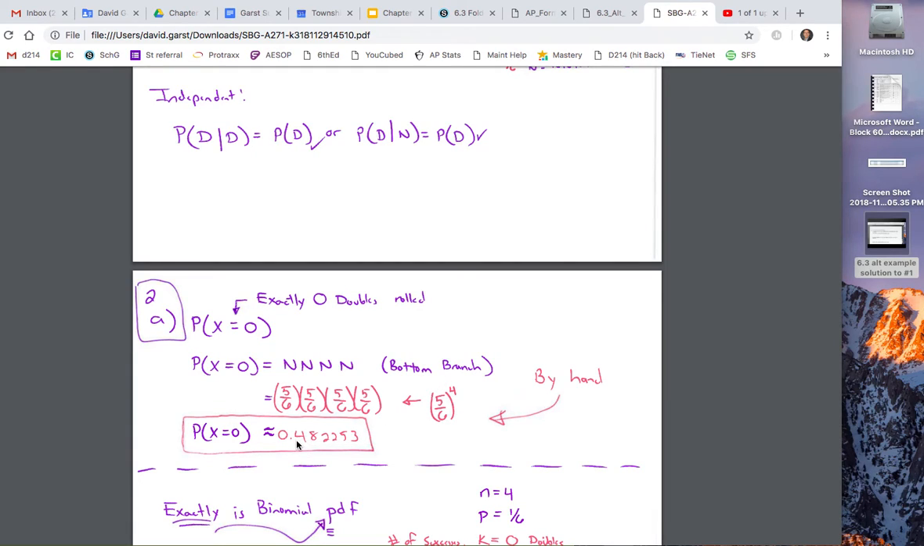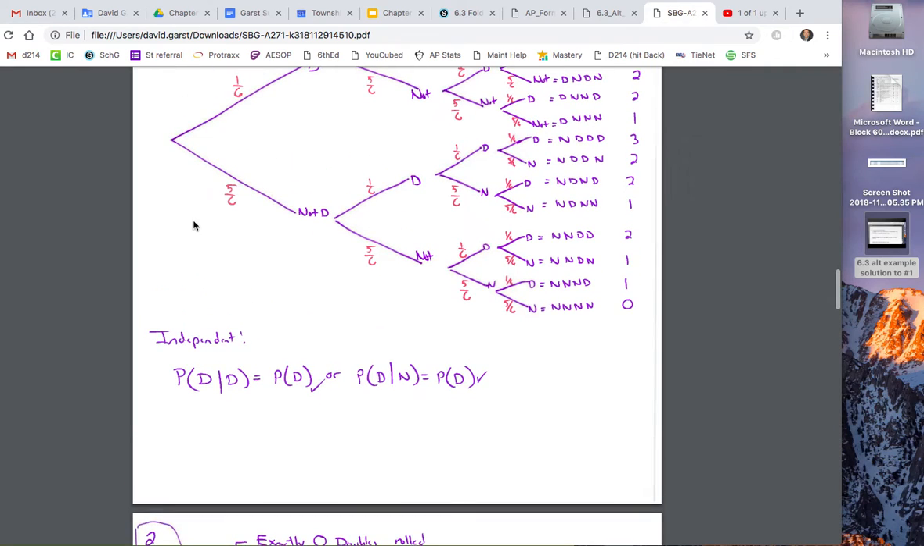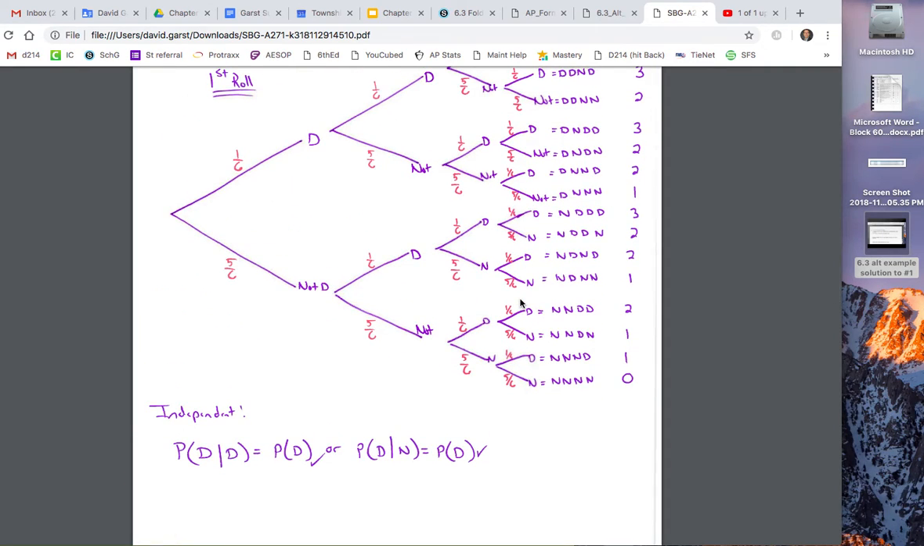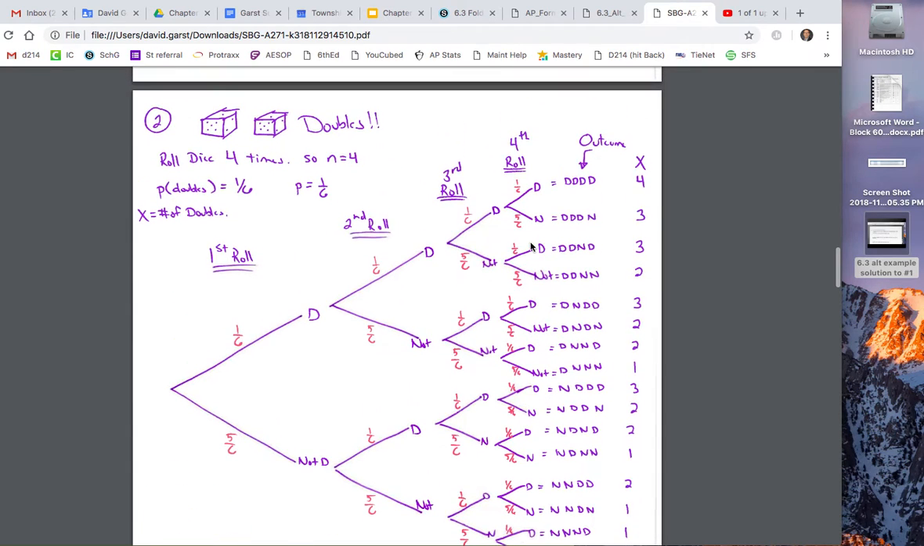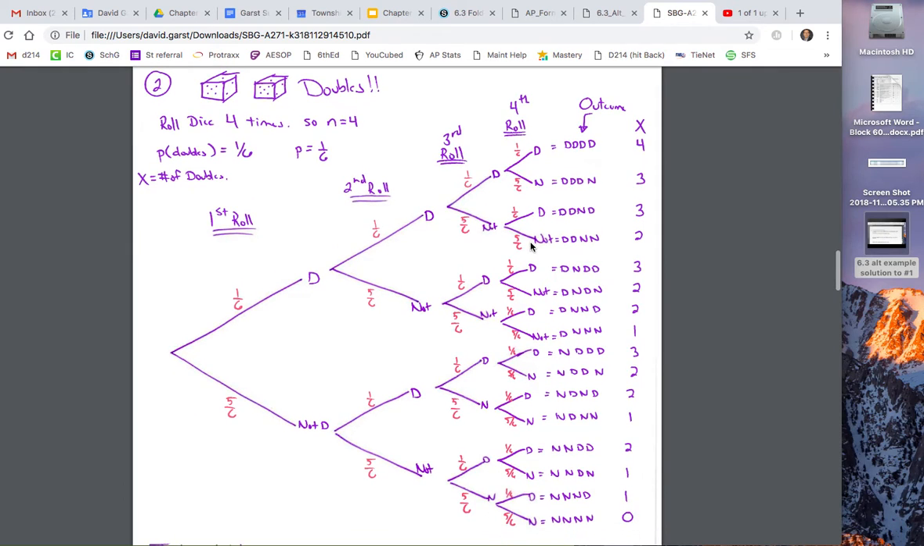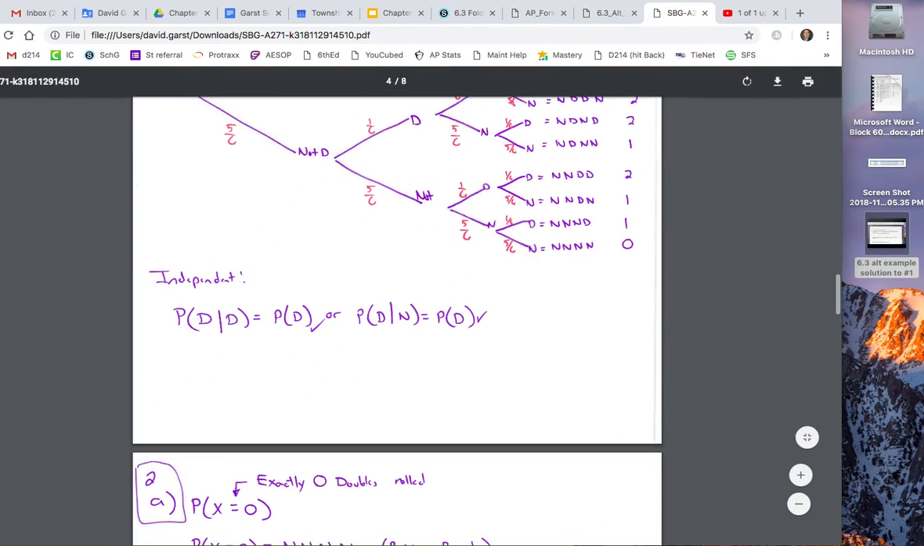And when you do that on your calculator, you get that it happens about 48.2253% of the time, which is a lot. Even though it's only one branch of our tree, 48% is going to end up being the highest likely thing to happen when you roll these 4 dice. It's very typical to not get any doubles.